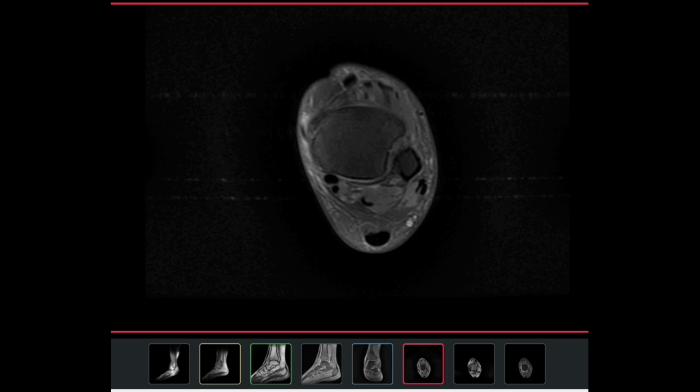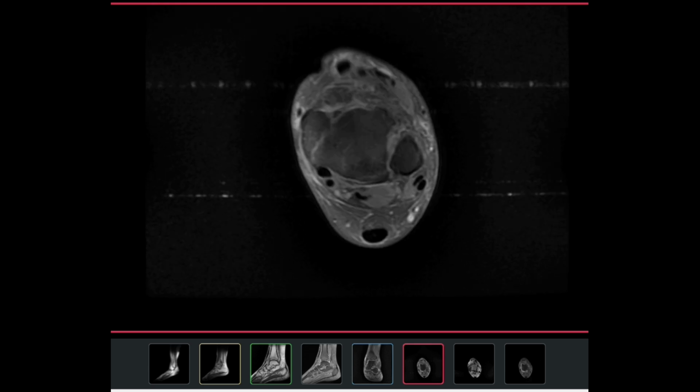So as we go from cranial to caudal, we can see the anterior inferior tibiofibular ligament is torn, and there is widening of the space between the two bones. So there is a rupture of the syndesmosis. There is a fracture that we have already seen in the coronal plane. So this fracture is also seen here in the medial malleolus.